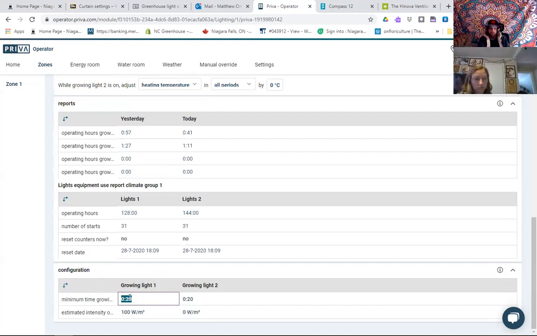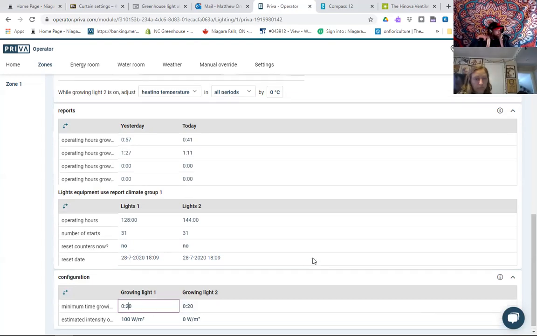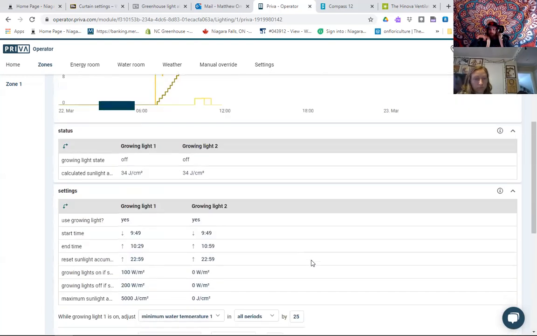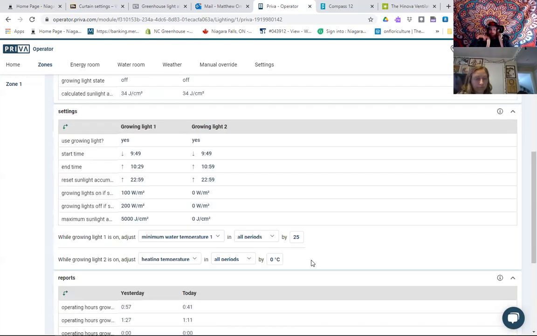Configuring the lights: if the lights turn on, they'll be on for at least this set amount of time. You don't want those lights cycling or else you're going to blow up your bulbs. So for at least 20 minutes, those lights will stay on. You can set this for whatever time you want. Any questions on lights and how to use them? Again, pretty straightforward. Cool.